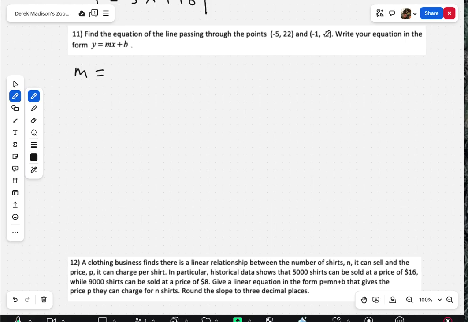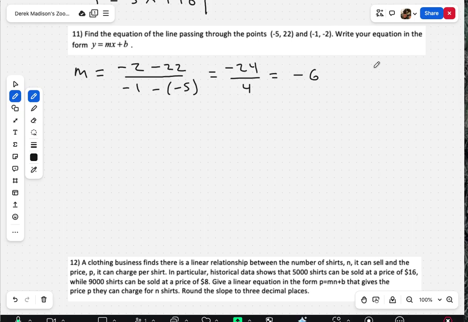So y2, negative 2 minus 22, the y1. That's over x2, which is negative 1 minus a negative 5. And careful with all those signs in there. It's really easy to mix one up. Negative 2 minus 22 is going to be negative 24. And negative 1 plus 5 would be 4, because that minus and minus becomes plus. And it looks like our slope should be negative 6.